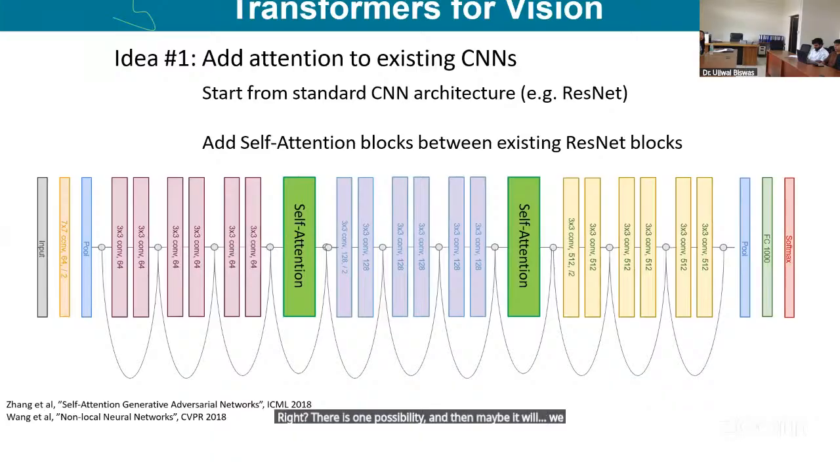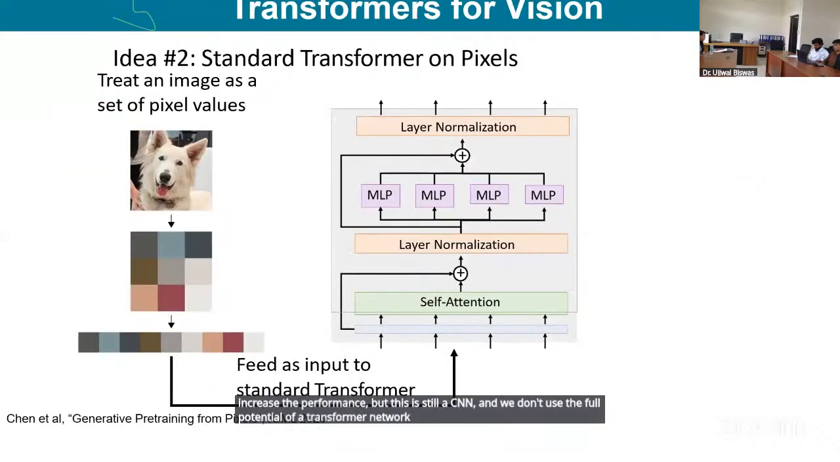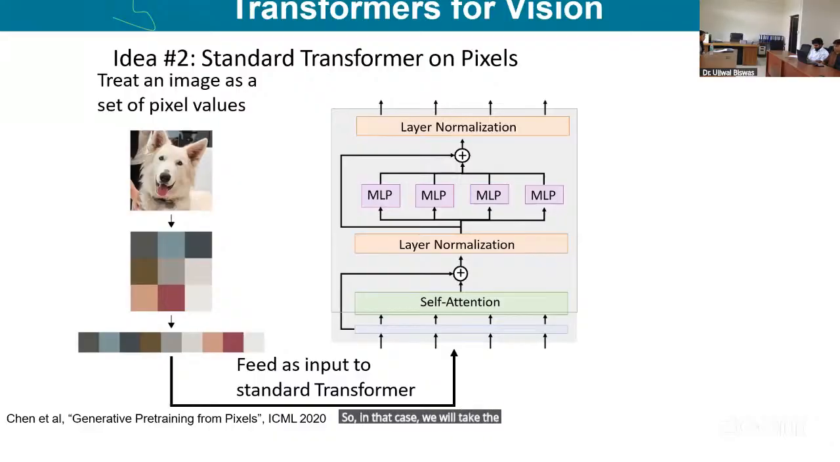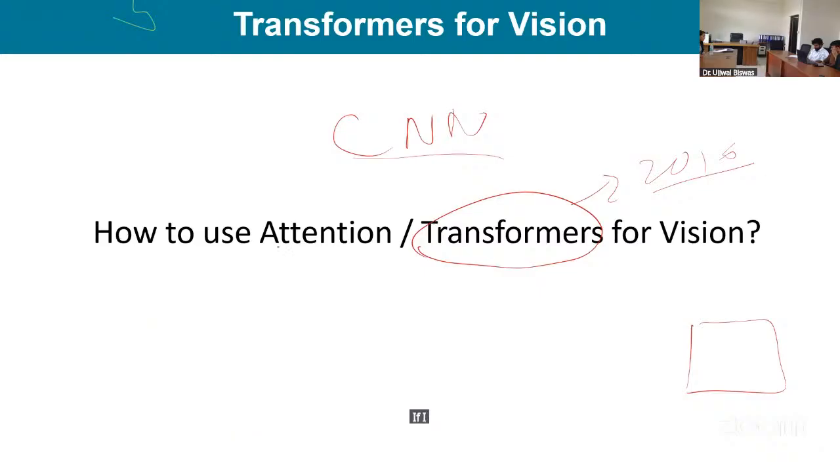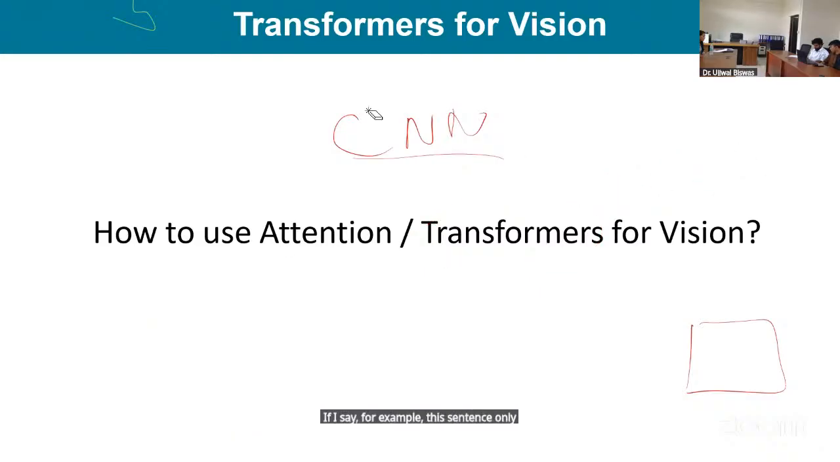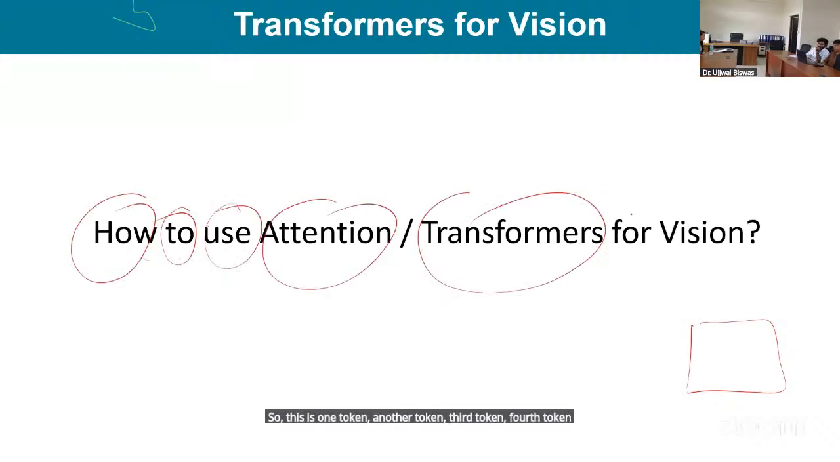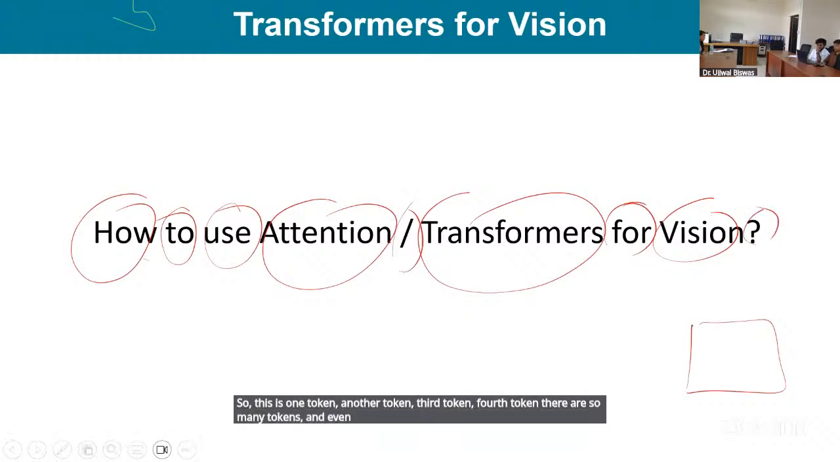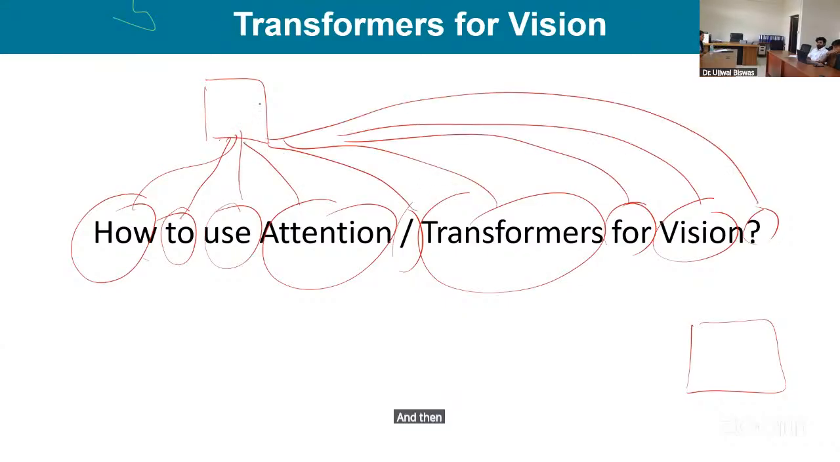We hope that it will increase the performance, but this is still a CNN, and we don't use the full potential of a transformer network. So in that case, we will take the idea from language. In language, if I say, for example, this sentence, this question, this is one token, another token, a third token, a fourth token. There are so many tokens. In the transformer model, we take these as tokens and put them into our transformer model for classification, generation, and everything.